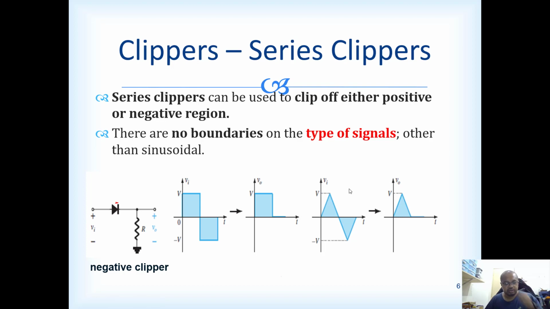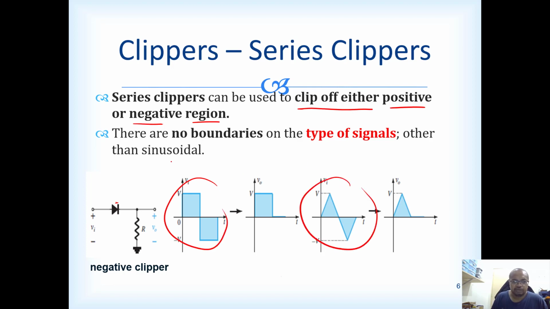All right, so let's look into series clippers. Series clippers can be used to clip off either the positive or negative region. There are no boundaries on the type of signal, which means not only sinusoidal signals, but we can also look into square wave or triangular wave signals. Here, this is a square wave. We clip the negative parts and the output has only the positive part. Same as the triangular wave: if we clip the negative part, then we only have the positive part in the output.